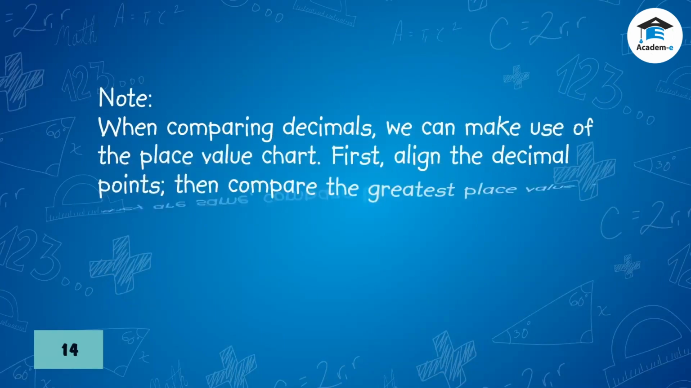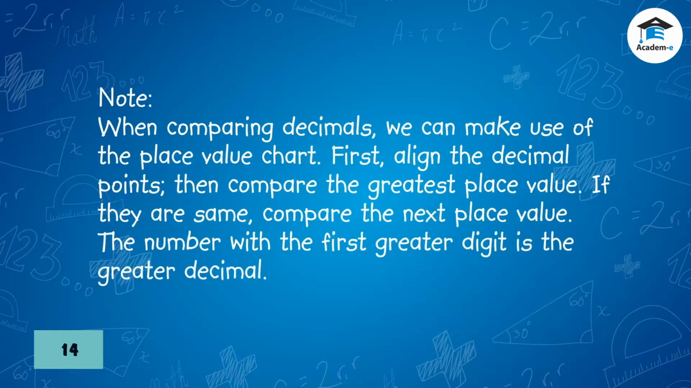Note that when comparing decimals, we can make use of the place value chart. First, align the decimal points. Then, compare the greatest place value. If they are the same, compare the next place value. The number with the first greater digit is the greater decimal.